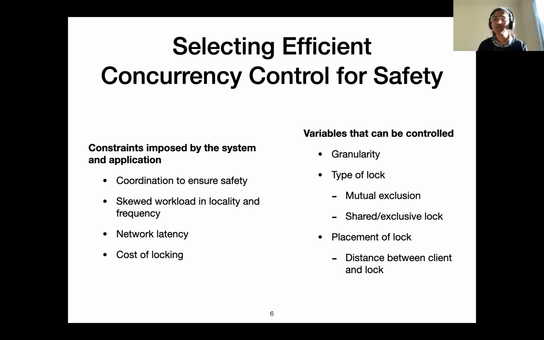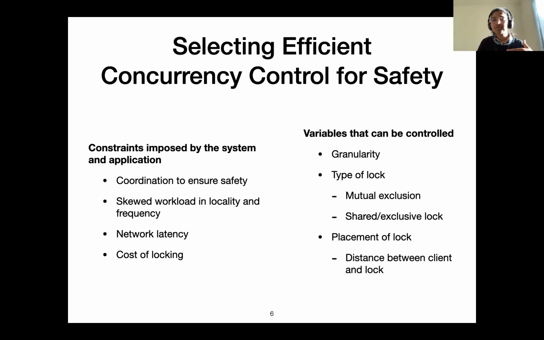The second thing is that we can choose the type of lock. And as you mentioned, we can choose whether we should go for mutual exclusion or a shared exclusive mode of locking. Also, in a distributed application it is important to look into the placement of locks, basically where we should physically place the lock service. All these are variables that we, by which I mean application developers, can control so that they have the best performance for their application.